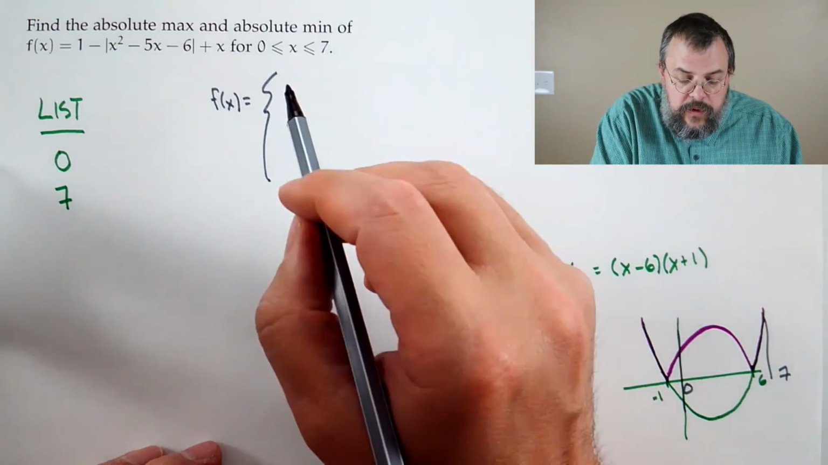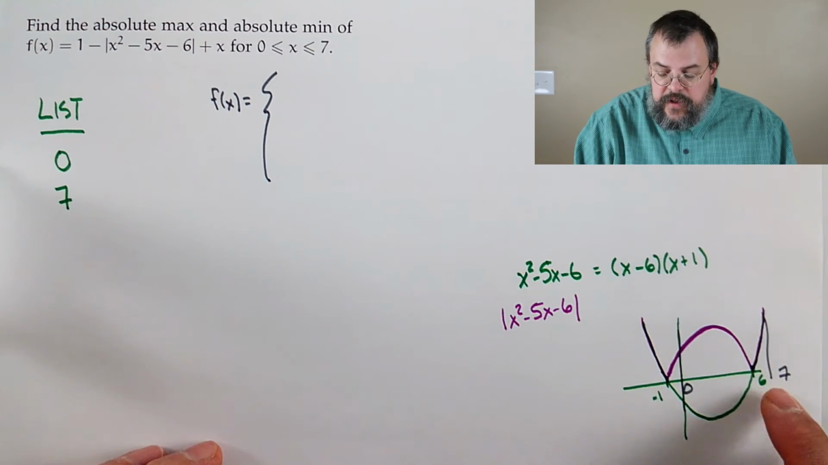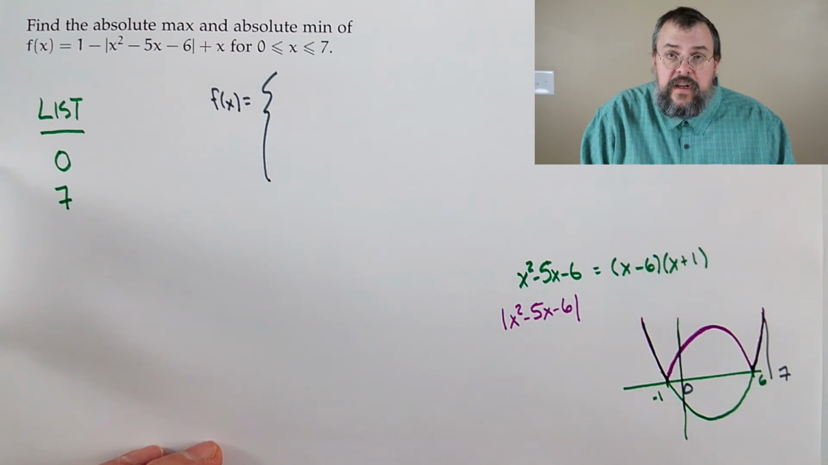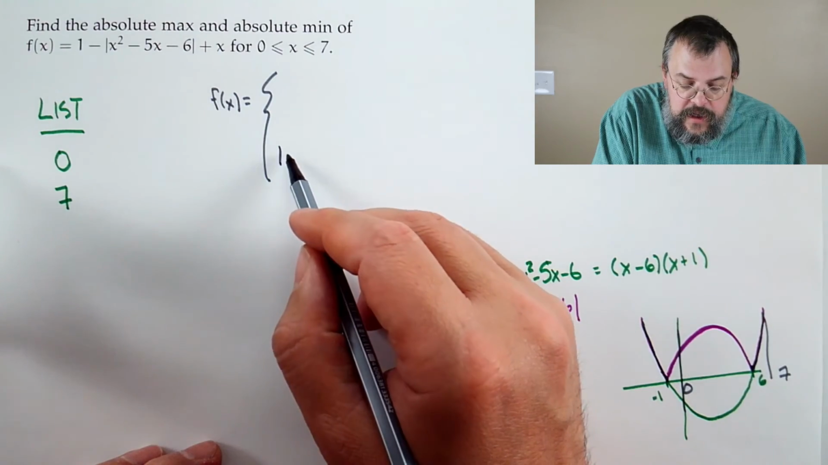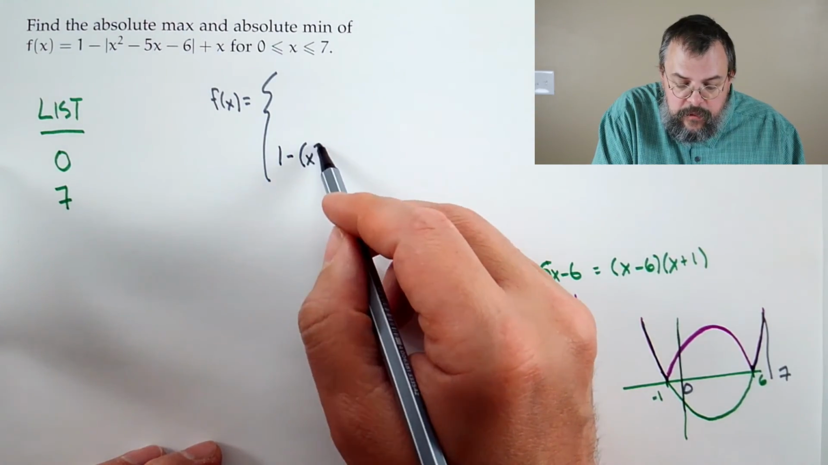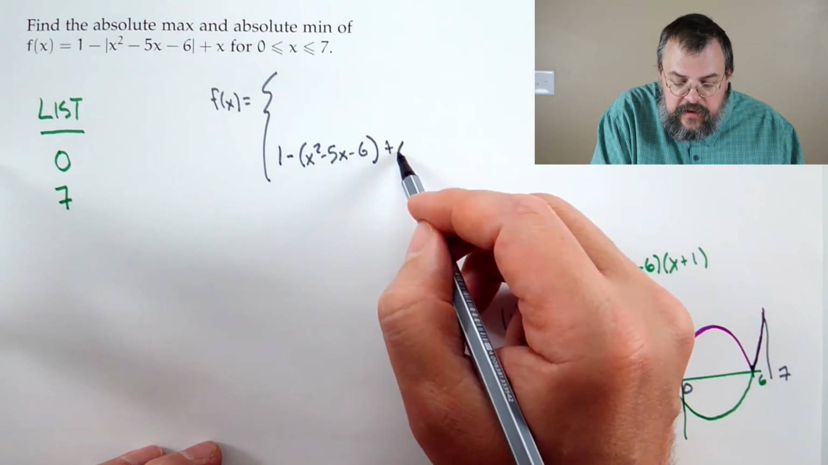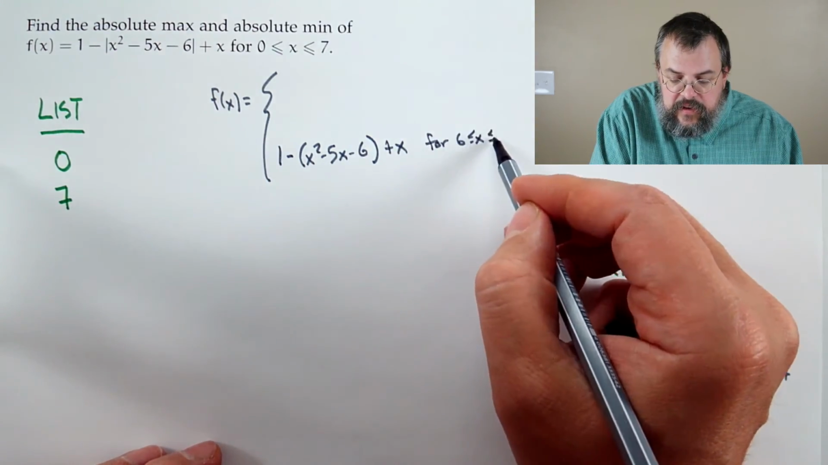Well, let's do from 6 to 7 first. From 6 to 7, notice the absolute value of x squared minus 5x minus 6 does nothing. And so it would become 1 minus (x squared minus 5x minus 6) plus x, and that's for 6 less than or equal to x less than or equal to 7.